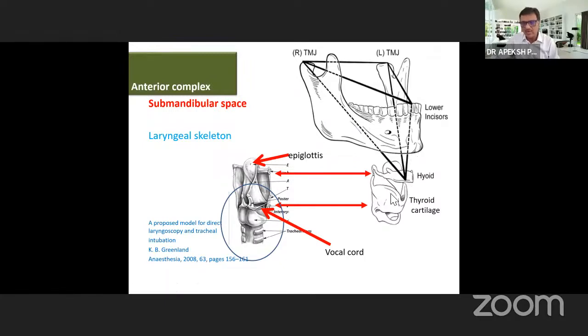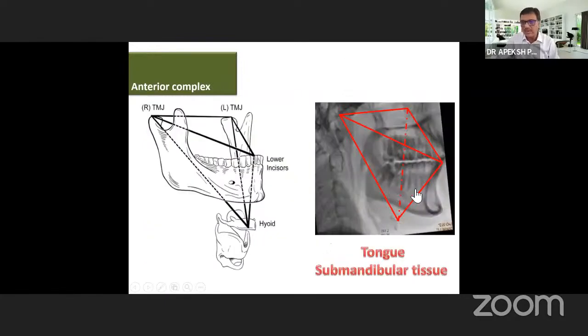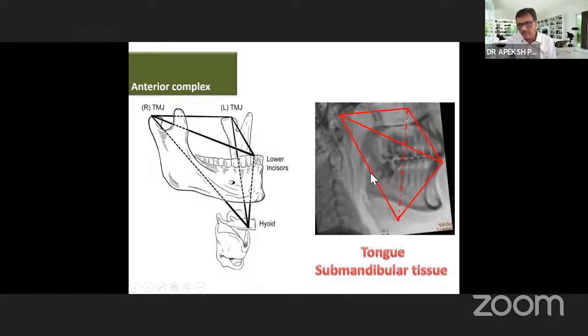So this is called the anterior complex. If you look at the content of the anterior complex, look here. Mainly the content of the anterior complex is some mandibular tissue and tongue. You can very well appreciate the tongue movement into the anterior complex. Now, what is the clinical significance of this anterior complex?